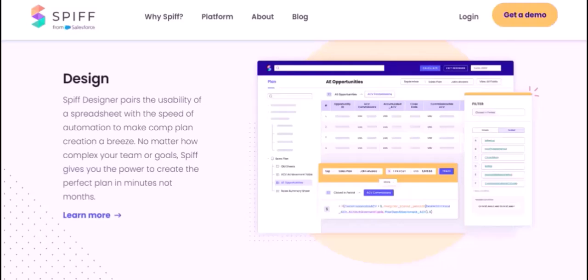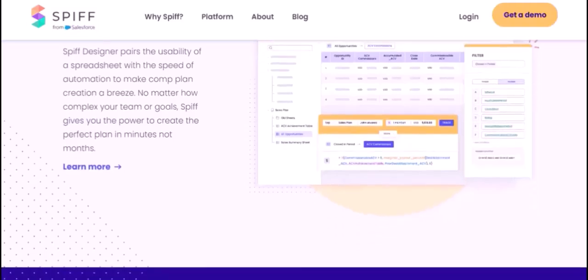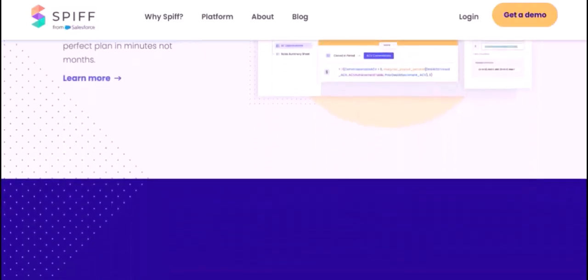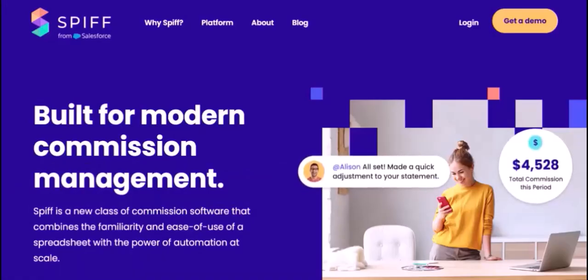Ultimately, Spiff Designer is a game changer because it gives you back your time. It takes the pain out of managing commissions, allowing sales leaders to focus on coaching their teams and reps to focus on what they do best, selling. It's the end of commission headaches and the beginning of a smarter, more transparent way to work.